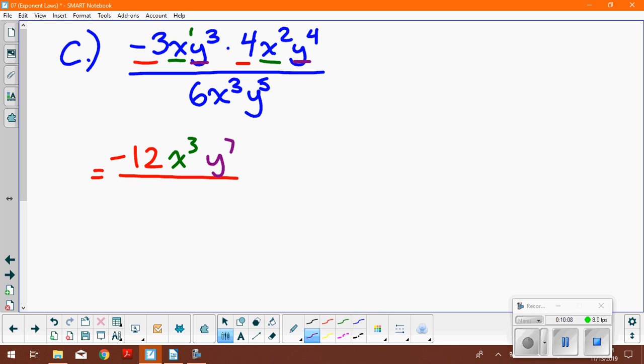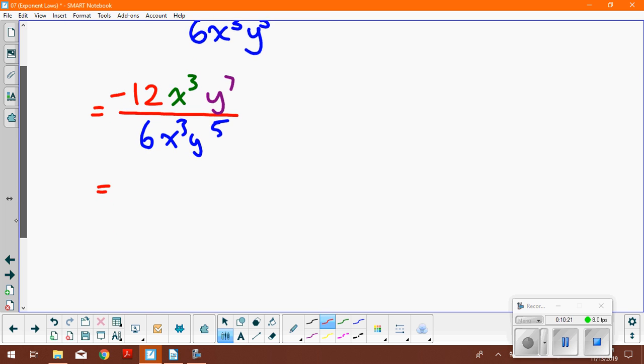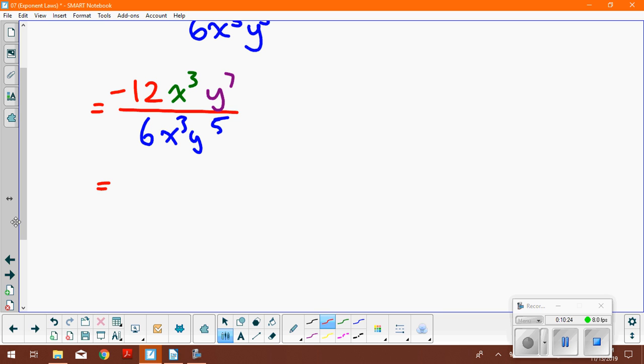And the denominator is still the same, 6x cubed y to the 5. For my next step, the fraction bar really means divide. So that means I'm dividing expressions. So negative 12 divided by 6 is negative 2. For x, I have x cubed divided by x cubed, so 3 minus 3, that's 0. And y to the 7 divided by y to the 5, that is y squared.